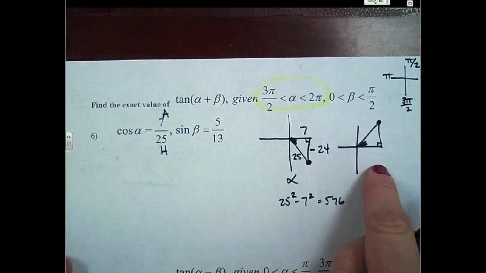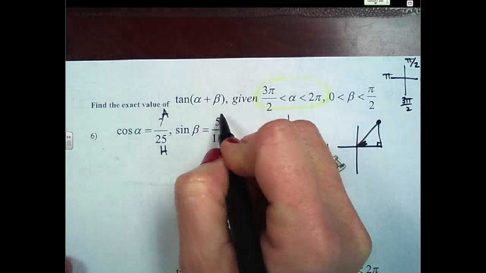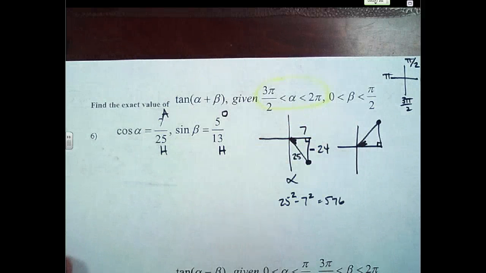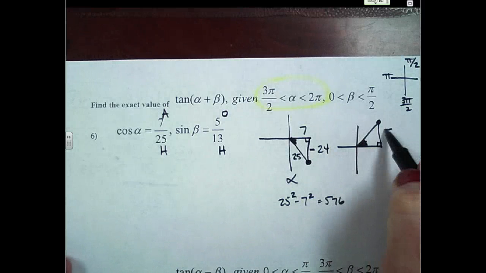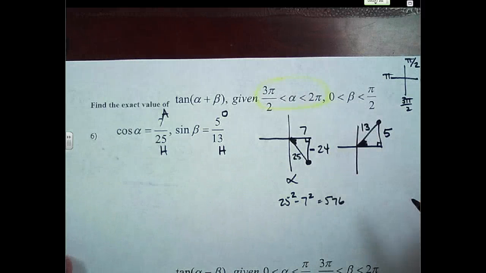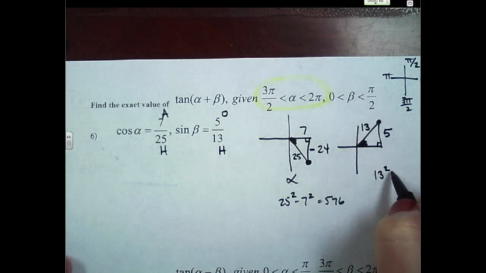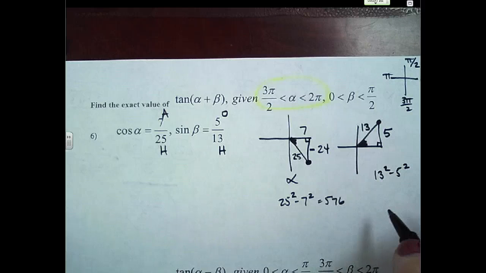Now let's go to beta. Beta is opposite over hypotenuse, that's sine. So I'm talking about opposite of this angle here. So 5, 13. Same, I'm going to take 13 squared minus 5 squared. You end up with 144. So the leg is 12.